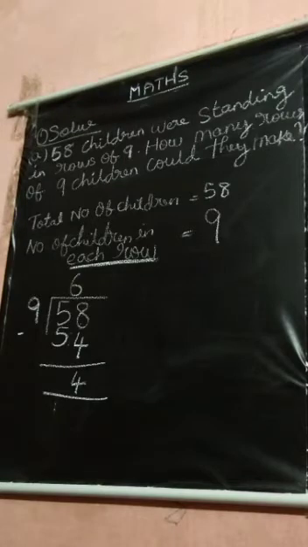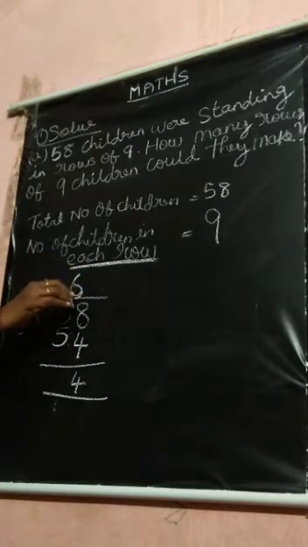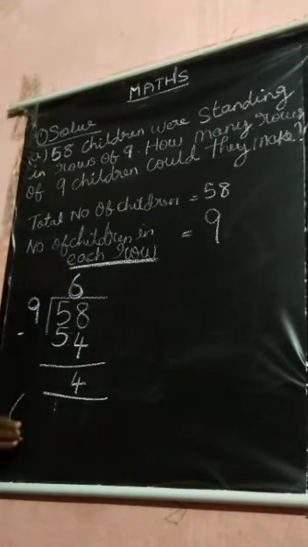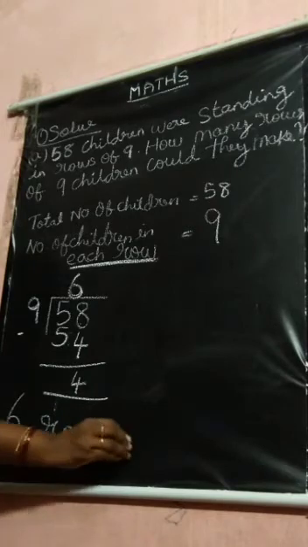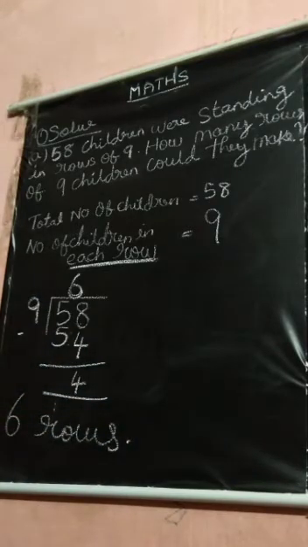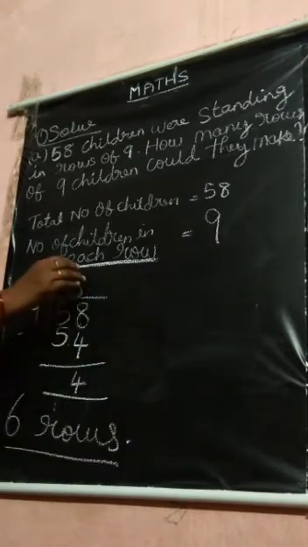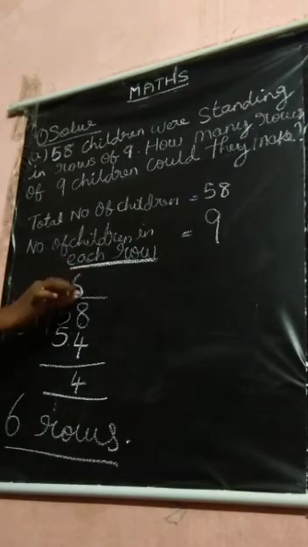How many rows are there, ma'am? The question is asking how many rows of 9 children could they make? There are 6 rows. They make 6 rows. How many rows of 9 children could they make? 6 rows.